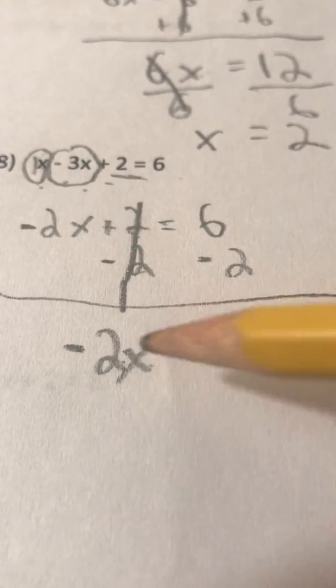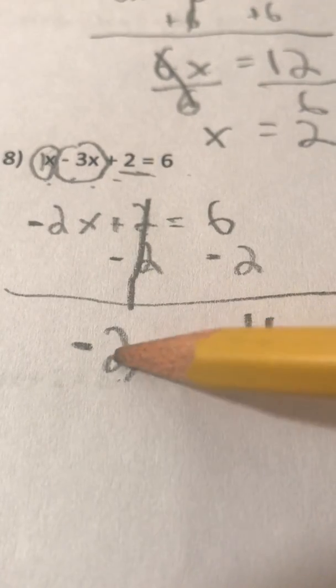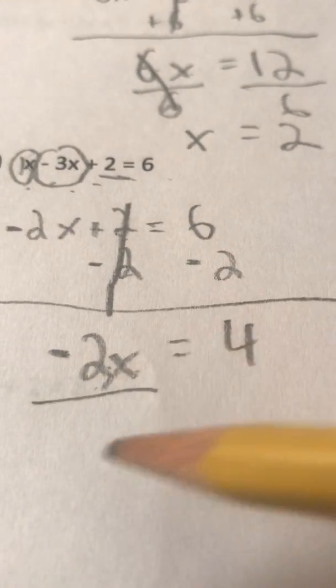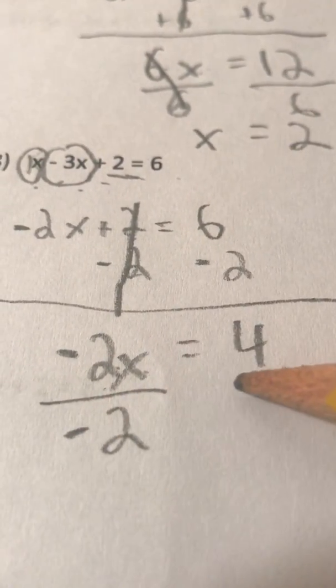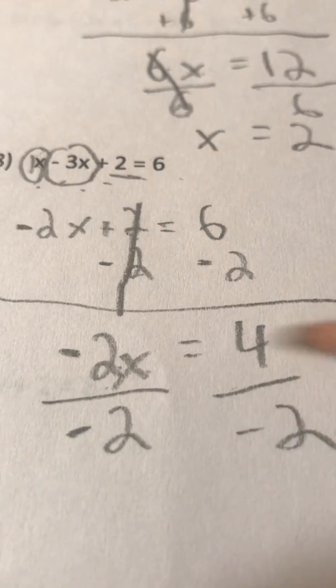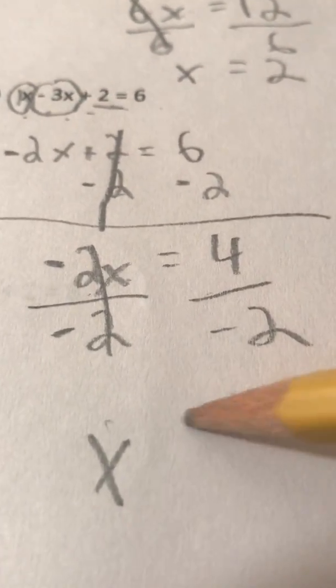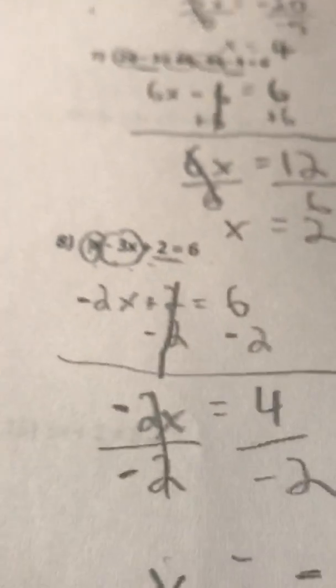I got to get rid of this coefficient. Negative 2 and x are multiplying each other right now. Anytime a number is right next to a letter with no sign, that means multiplication. So to get rid of it, I got to do the opposite, aka division. What I do to one side, I got to do to the next. These negative 2's cancel out, leaving me with x. 4 divided by negative 2 is negative 2. And there you have it.